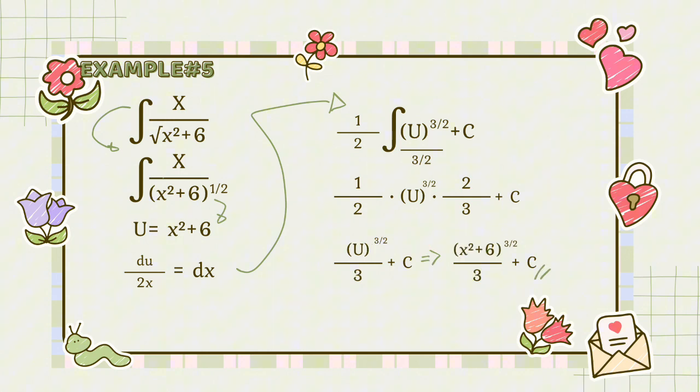To get our final answer, we will just simply substitute it back. So our final answer would be the square root of x squared plus 6 plus c.